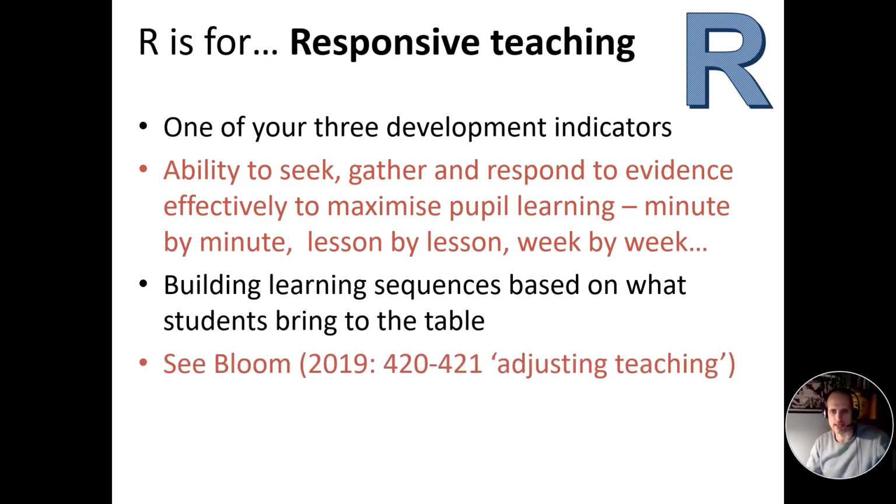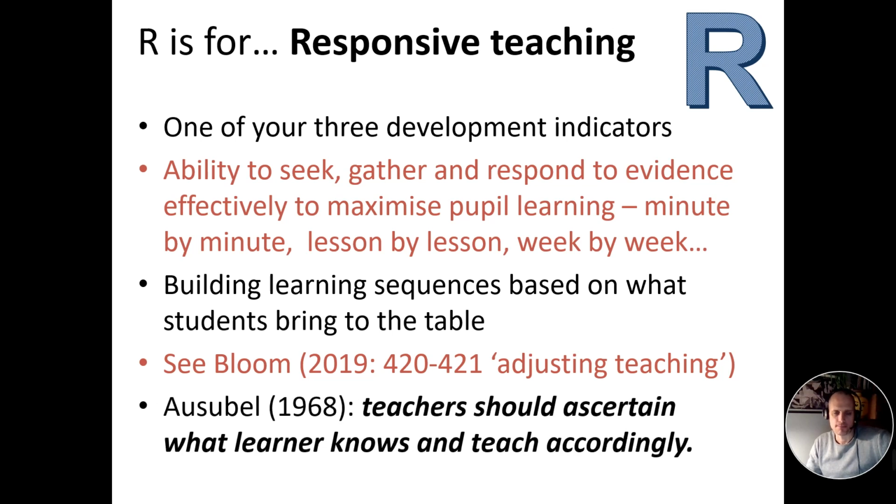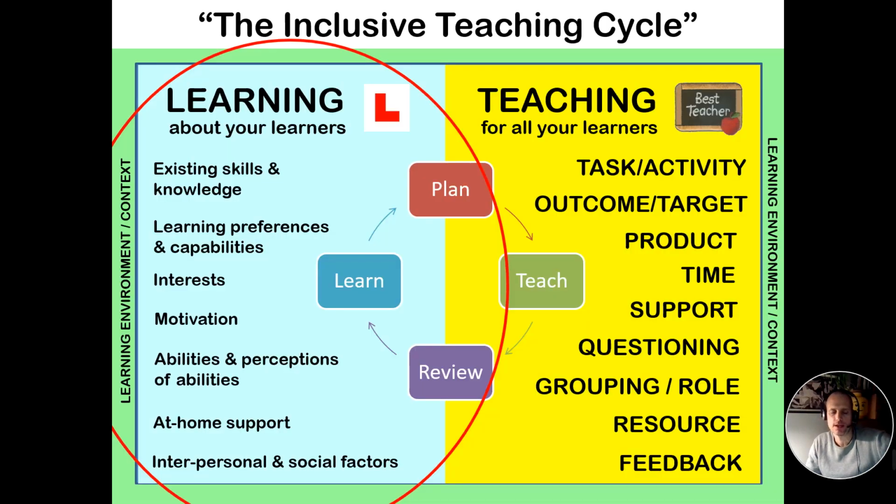And in this Reflective Teaching book, which I highly recommend, it's one of the core texts for the course, Bloom talks about this in adjusting teaching. And going right back, Ausubel was indicating similar, that teachers should work out what a learner knows. He was talking just about knowledge, and then teach accordingly. And of course, it makes sense. That's your start point. It's not just, okay, what are we going to teach them? Where are we going to take them? It's where are they at first?